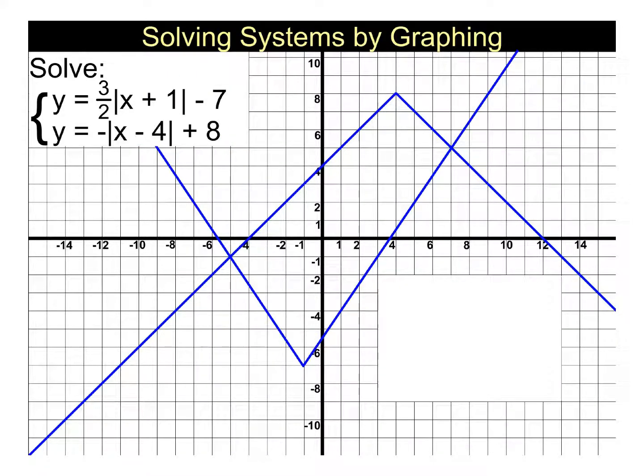All right, and so then once we've made both of our graphs, we can now go ahead and worry about what the actual solutions are. So notice there are 2 of them. I've got one of them over here. What are the coordinates of that point on the left-hand side?